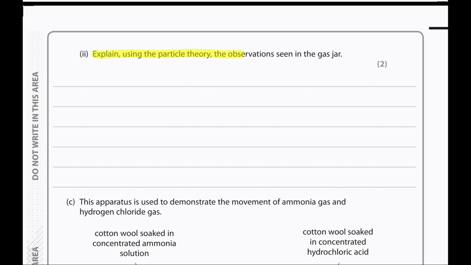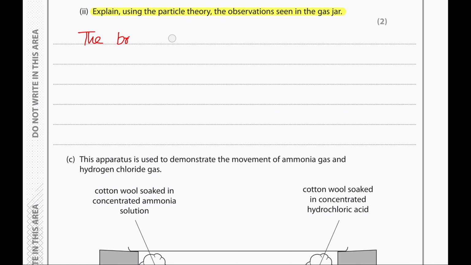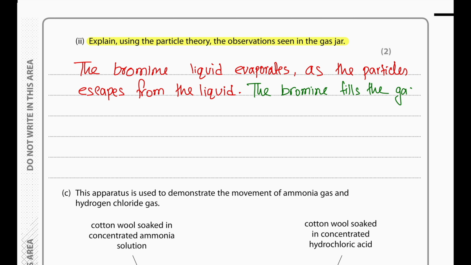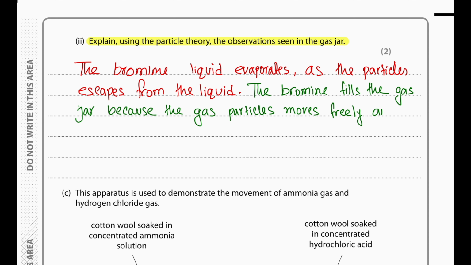Explain using the particle theory the observation seen in the gas jar. So we will explain it like this. The bromine liquid first evaporates, and some particles escape from the liquid. Those particles that have escaped from the liquid by evaporation fill the gas jar because the particles move randomly and freely in all directions.